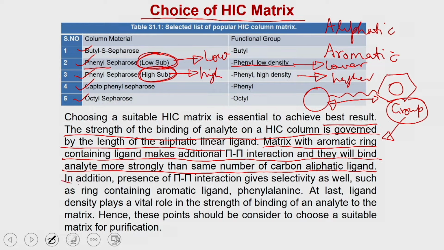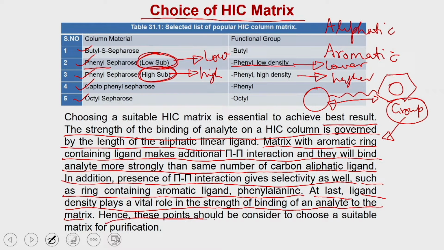In addition, the presence of pi-pi interaction gives selectivity as well, such as ring containing aromatic ligands like phenylalanine. At last, the ligand density plays a pivotal role in the strength of binding of an analyte to the matrix. Hence, these points should be considered to choose a suitable matrix for purification.